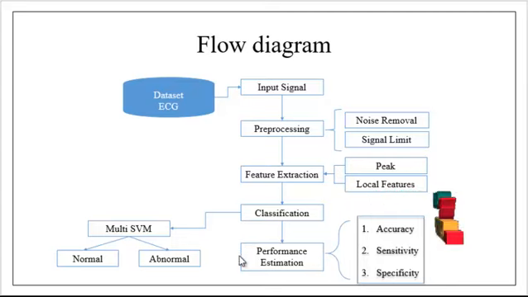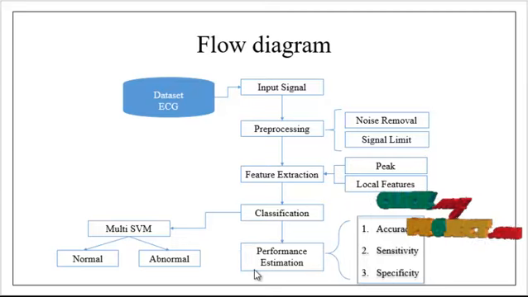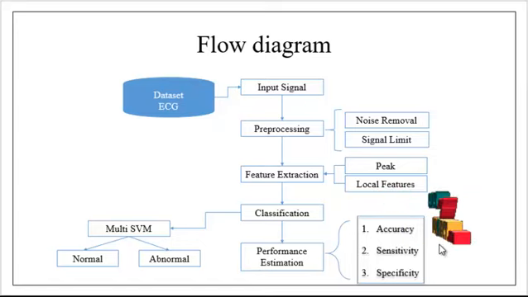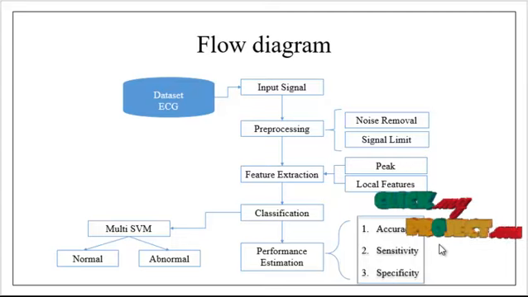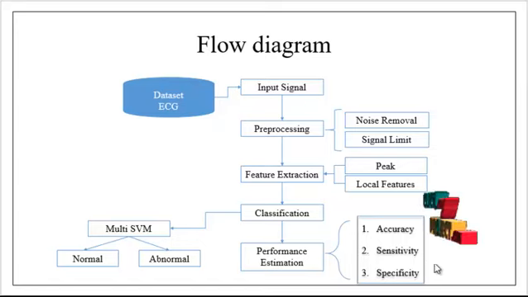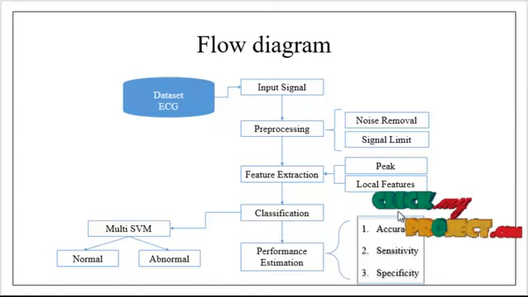After doing the classification, we move to the final stage of the project, that is the performance estimation. The performance will be evaluated based on three parameters. One is accuracy, the second one is sensitivity, and the third one is specificity. Based on these three criteria only, we are going to decide whether our process is efficient or not.